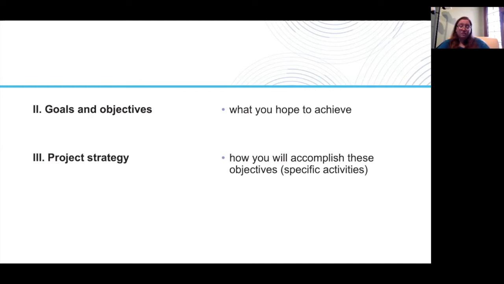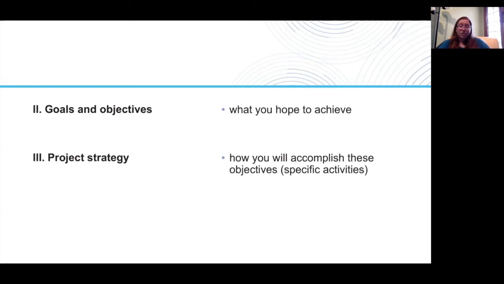The next section of your concept note would be your goals and objectives section. This one's pretty straightforward. Your goals and objectives are simply going to be you outlining what it is that you hope to achieve through your project.